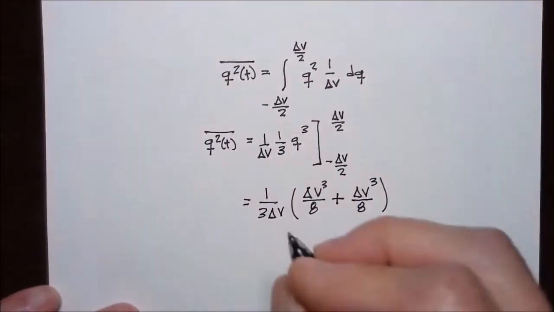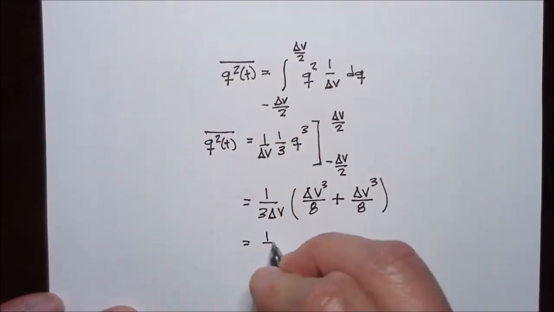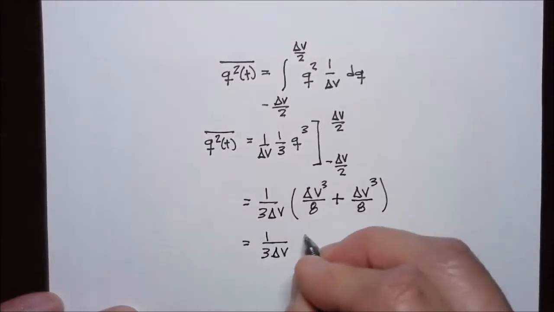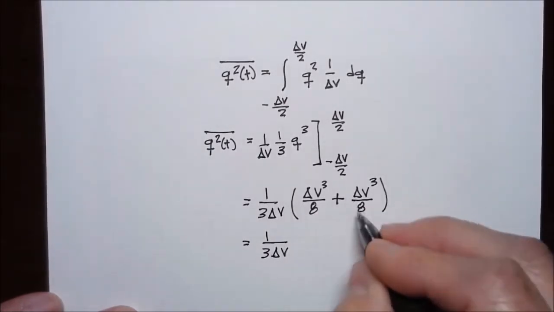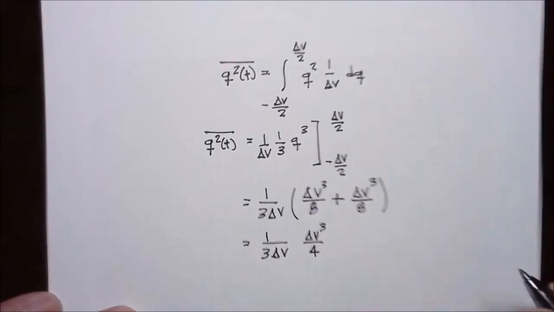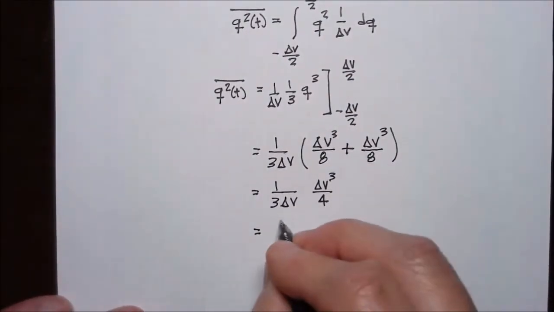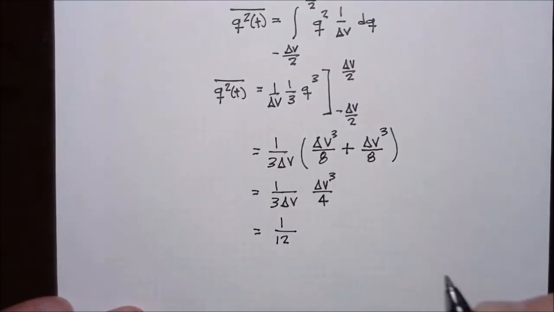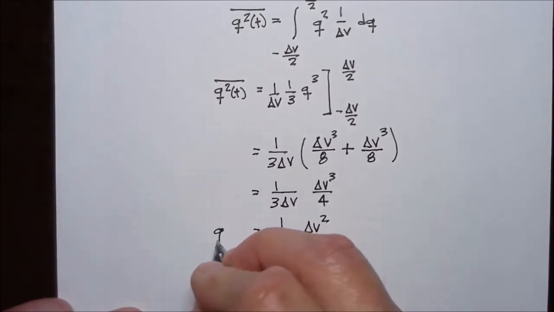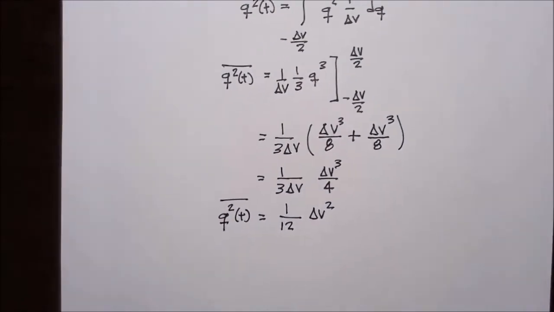And then we add these two together, and we get 1 over 3 times delta V, and we add these two together and we get 2/8, so that's going to be delta V to the third power divided by 4, which is going to be equal to 1 over 12 times delta V squared. And this is the noise power in the error signal.